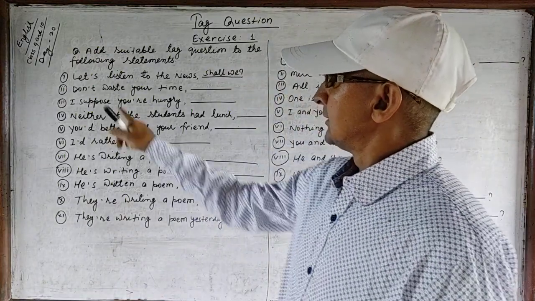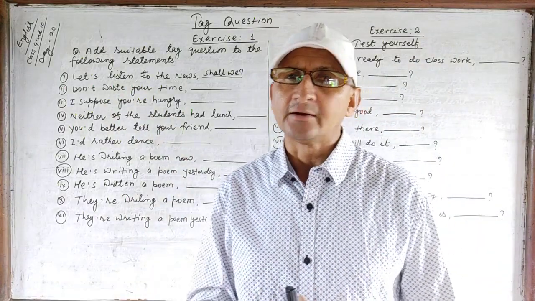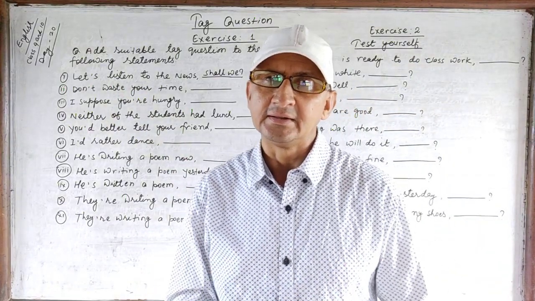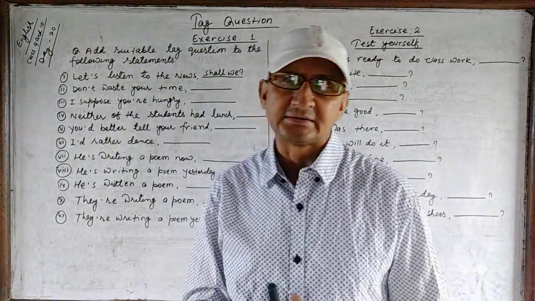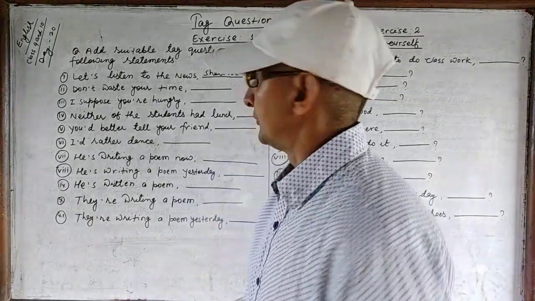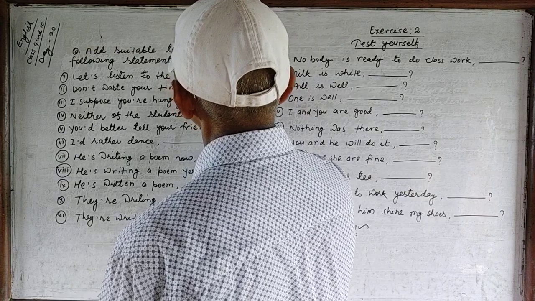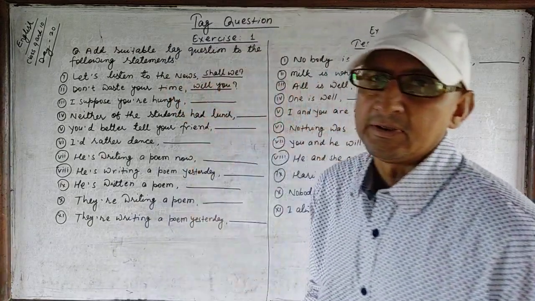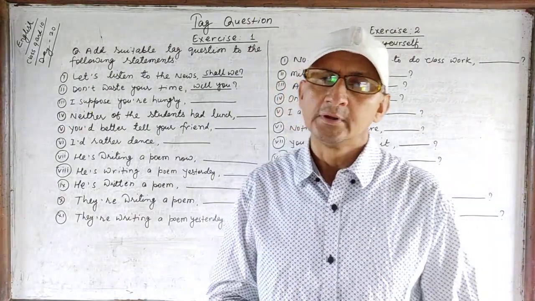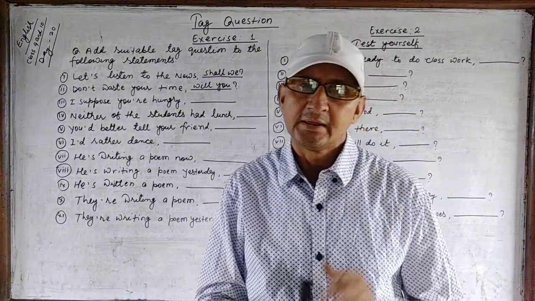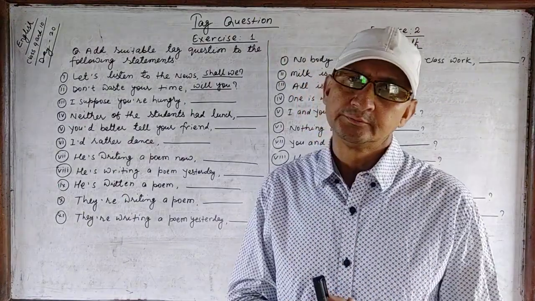The next question is, don't waste your time. Don't waste your time. What is the tag of this statement? You can easily write the tag of this statement. Will you? Will you is the tag. Okay? Why will you, student? You have learned in the basic rules. Okay? An imperative sentence has always an affirmative tag, will you.